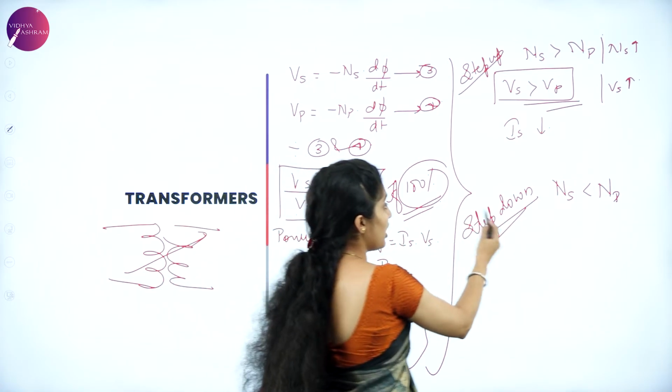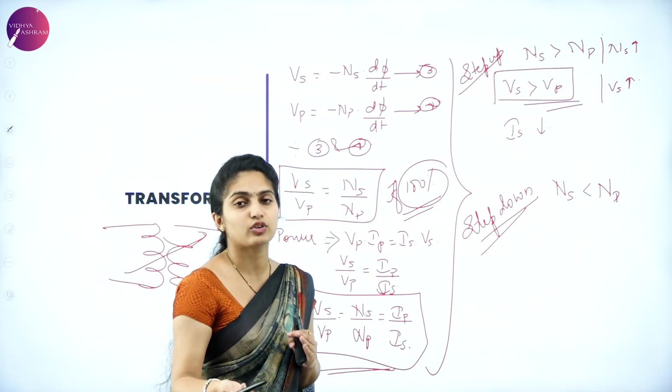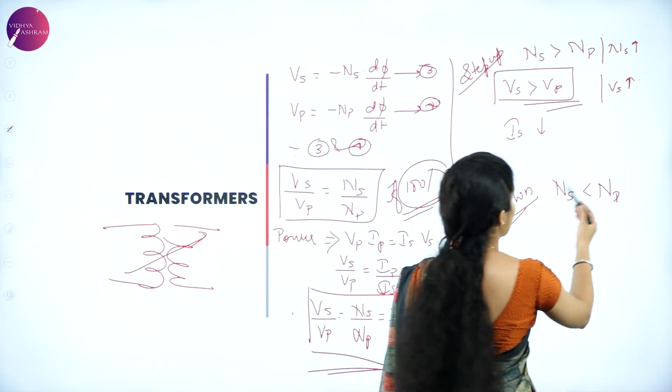In step down, Ns is very much less, the number of turns is very much less than that of the primary coil. So what happens when it is less?